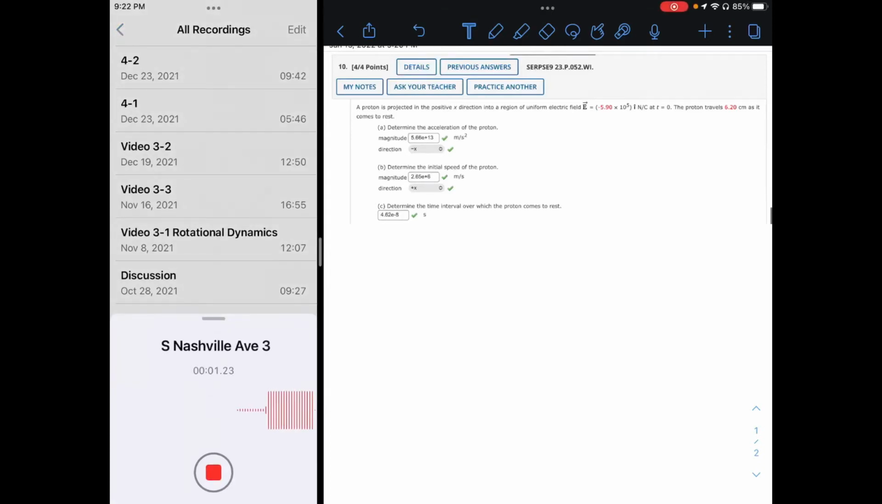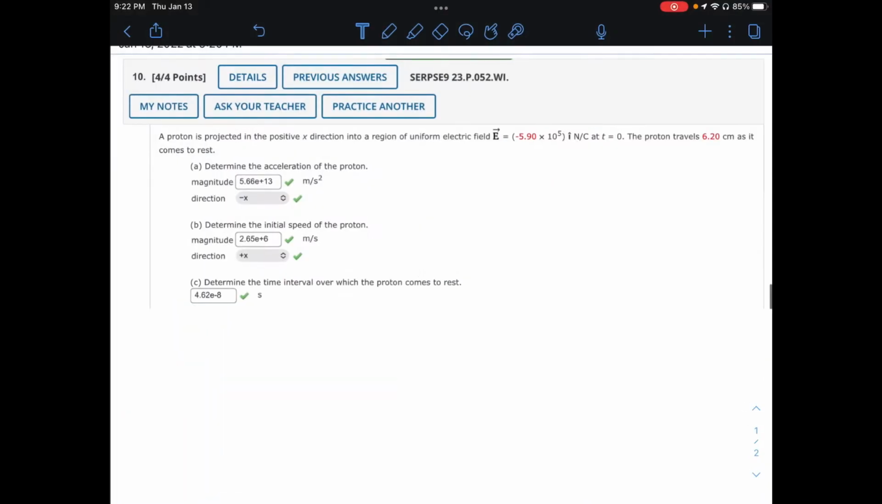Okay, this is web assigned 9A, problem number 10. A proton is projected in the positive x direction into a region of uniform electric field, E equal to negative 5.9 times 10 to the fifth i-hat newtons per coulomb, at t equals 0. The proton travels 6.20 centimeters as it comes to rest.